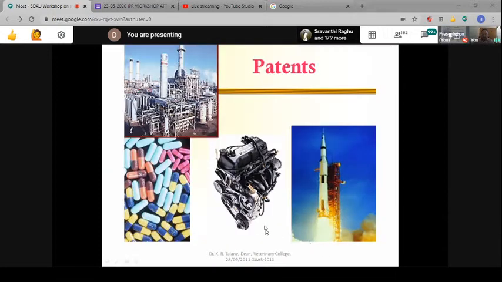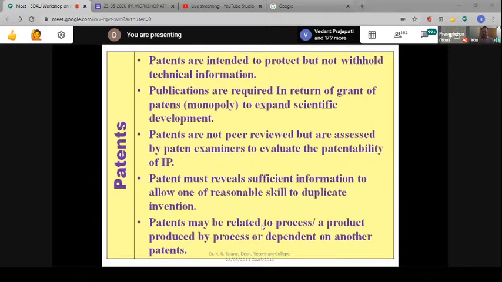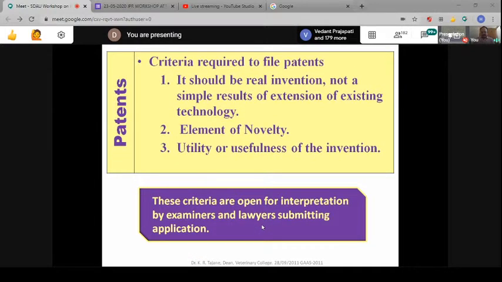Then another one is the patent. Yesterday madam gave you the lecture on the patent, so I'm not going into the details of patents. The definition is a legal monopoly that is granted by the authority or the constitution of a particular country for regulating some regulations. So you will get the monopoly granted up to some specific period. This is all madam has told you, the criteria.